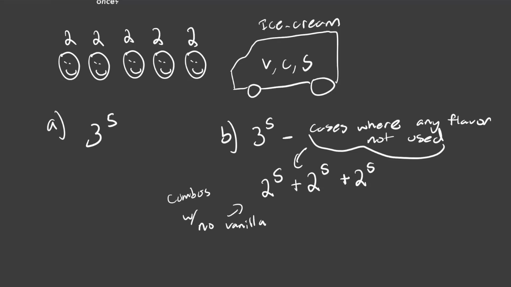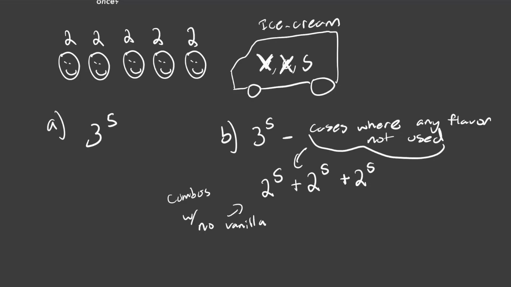But wait, we know that by inclusion-exclusion, we're doing a little bit of overcounting here. For instance, when I crossed off vanilla and I counted the cases with no vanilla, there would have also been some cases in there with no chocolate, right? When every single person would have gotten strawberry. So I'm overcounting the cases where vanilla and chocolate were both 0.